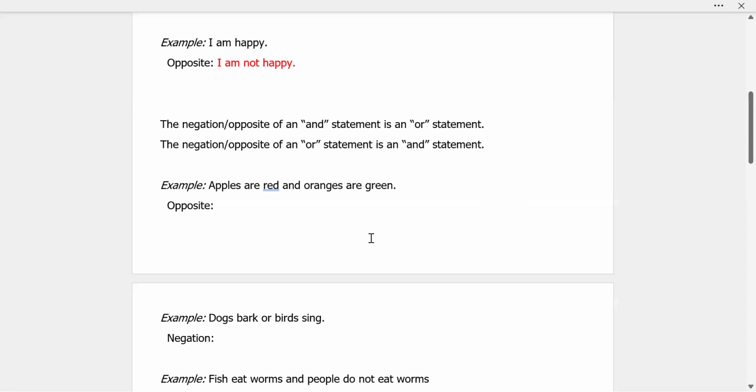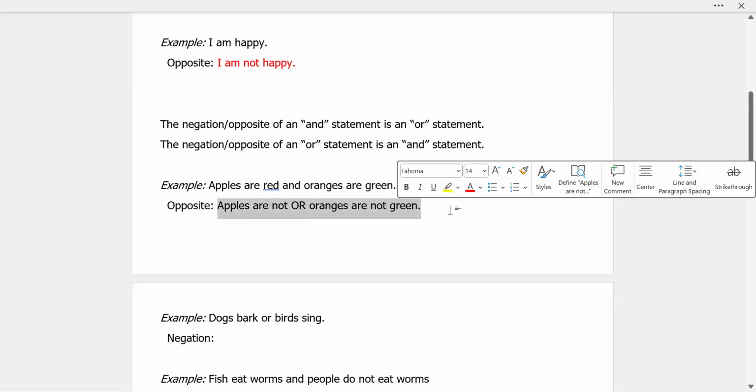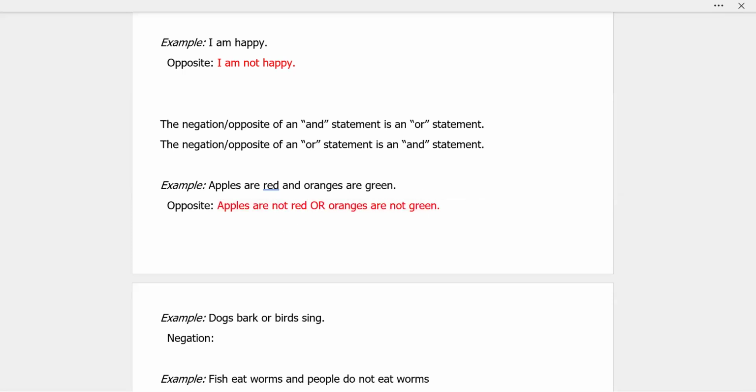Apples are red and oranges are green. So the opposite would be apples are not red. Here's the case where you got to be careful. Or oranges are not green. Now, is that true or false? Apples are not, whoops, I left out the word red, or oranges are not green. Apples are not red is false. So oranges are not green is true.